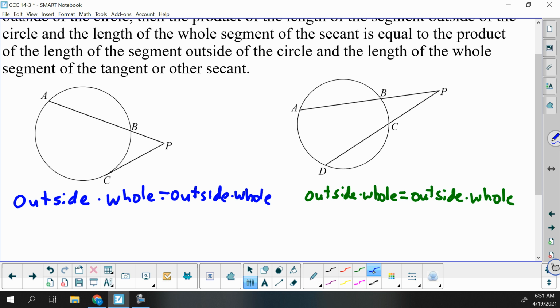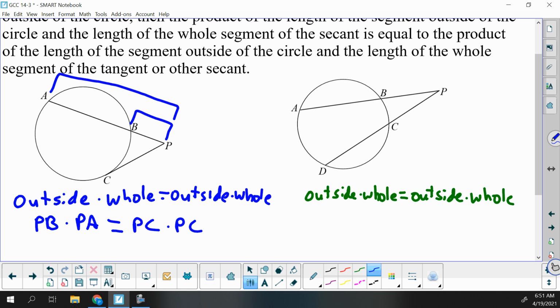So let's see what we mean by that. In the top segment, PA, the outside part would be the part that's outside the circle. So you would be doing PB times the whole thing for that segment, which would be PA. So we do the outside part times the whole part, and that equals outside times whole for the other segment. Well, PC is the part that is outside times the whole thing, which also happens to be PC. So we end up with PB times PA is actually equal to PC squared, because the outside and the whole are the exact same thing.